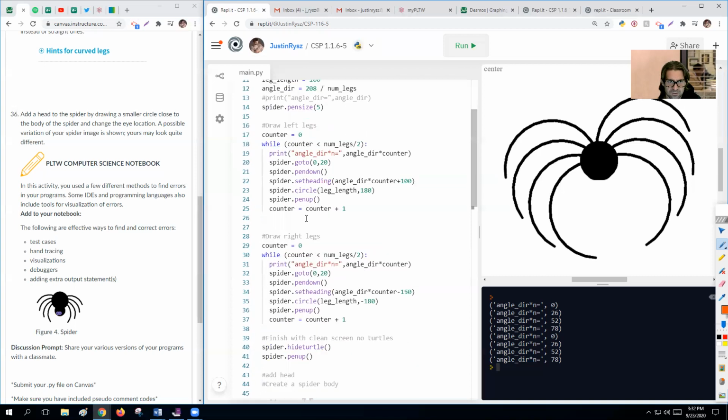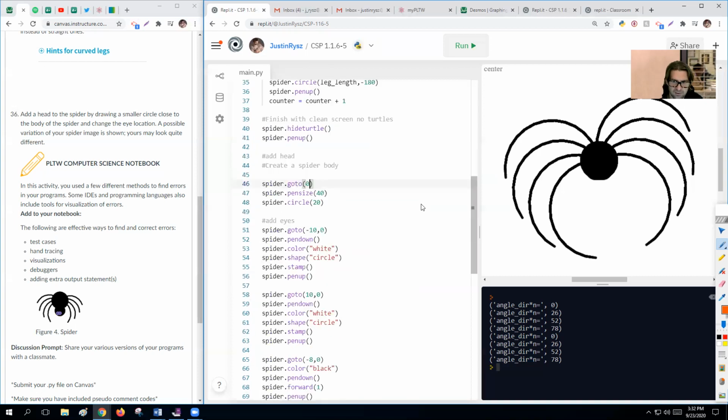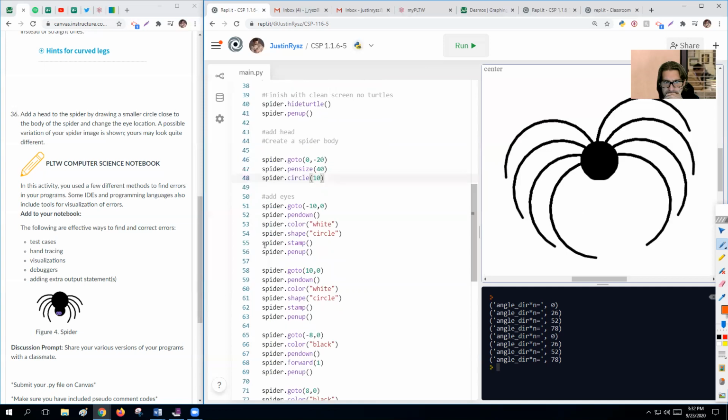I'm guessing 0, 0. The left legs are at 0, 20. So let's go 0, -20, and we'll make the pen size or the circle a little bit smaller. We'll make it 10. Okay.